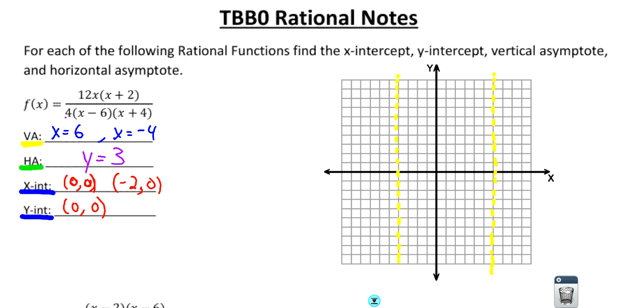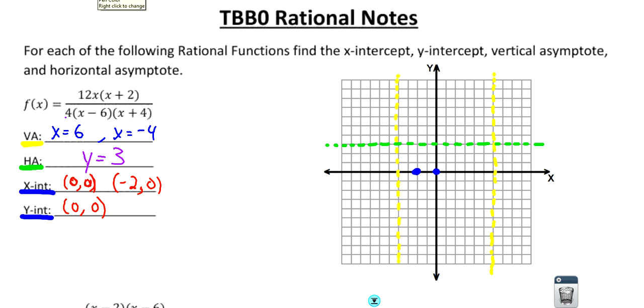Now, my horizontal asymptote is at 3. So y equals 3, that's a horizontal line, so it's right here at 3, like that. And then my x-intercepts are right here at (0, 0) and (-2, 0), like that. Okay?